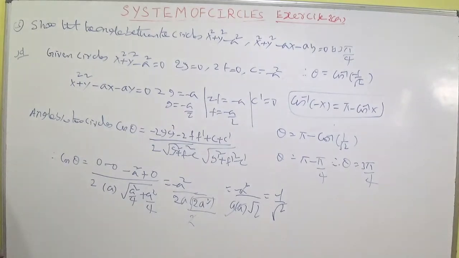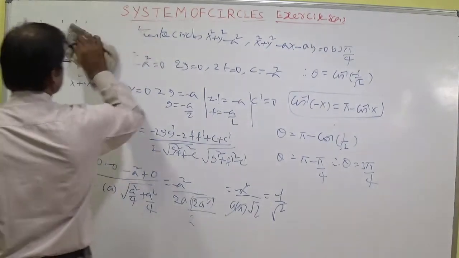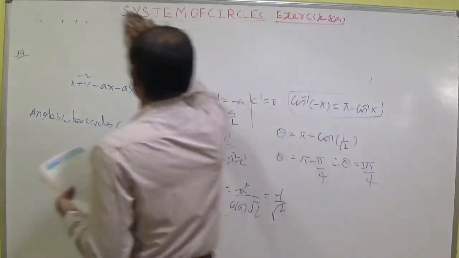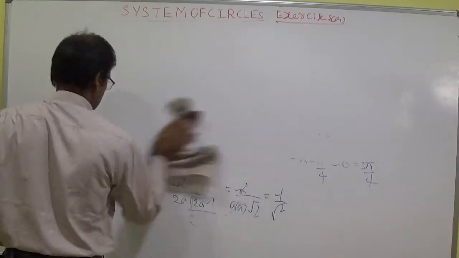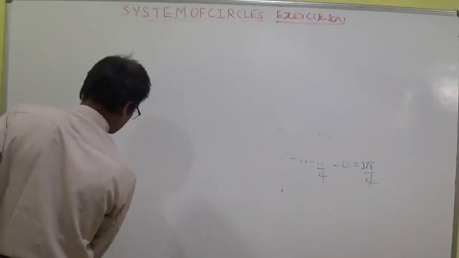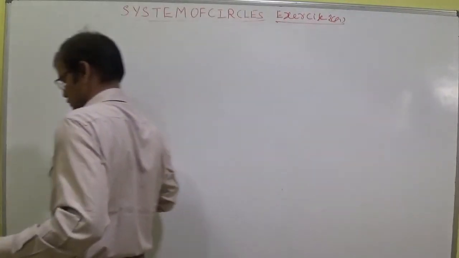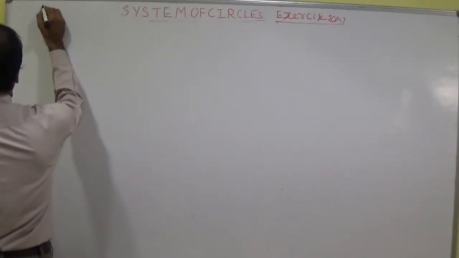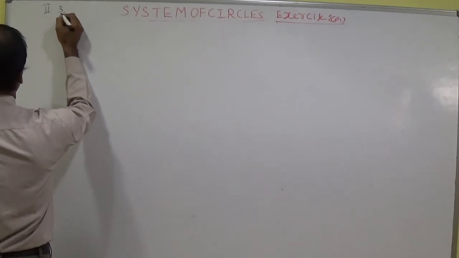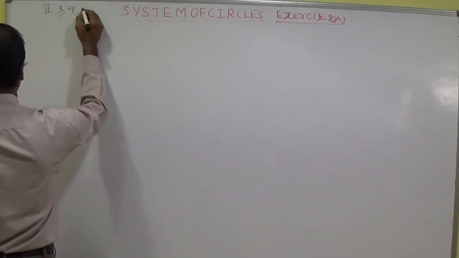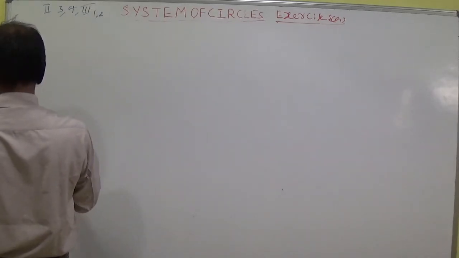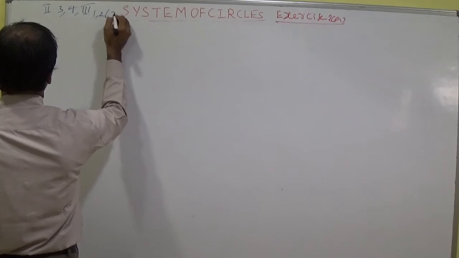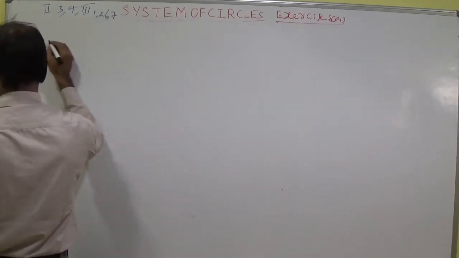Roman number 2, third question. According to schedule here, Roman number 2, 3, 4, Roman number 3, 1, 1 to 6, 7, that's all. Remaining you can do.